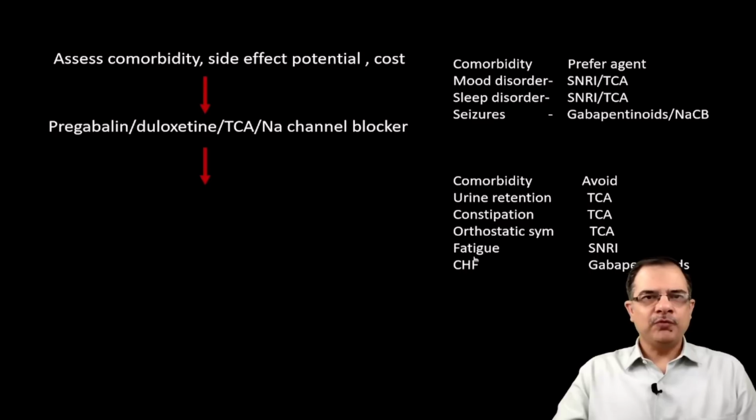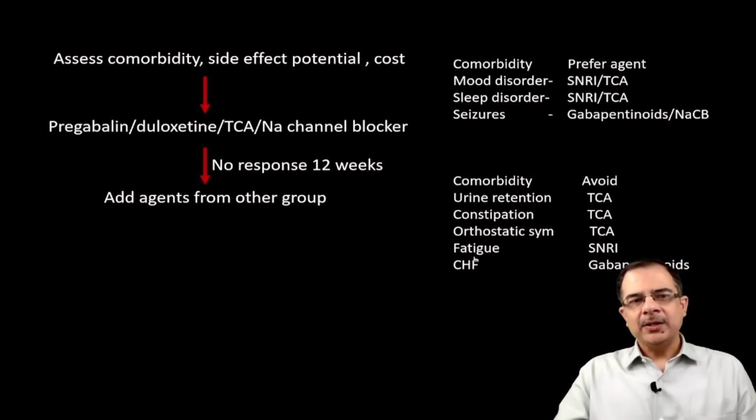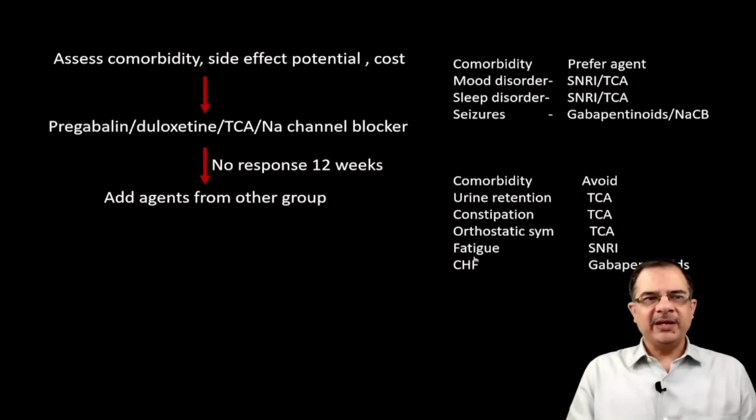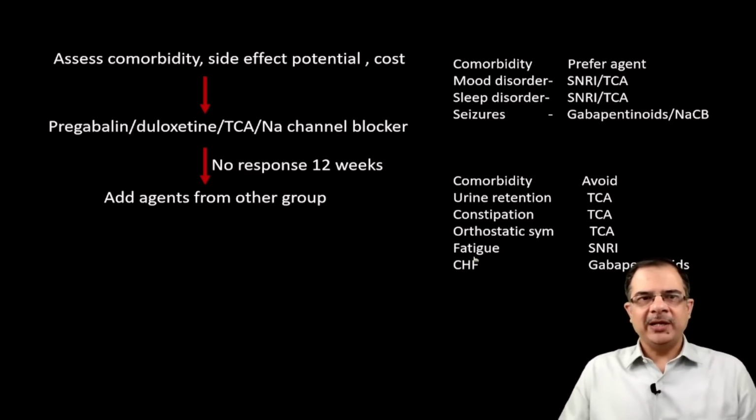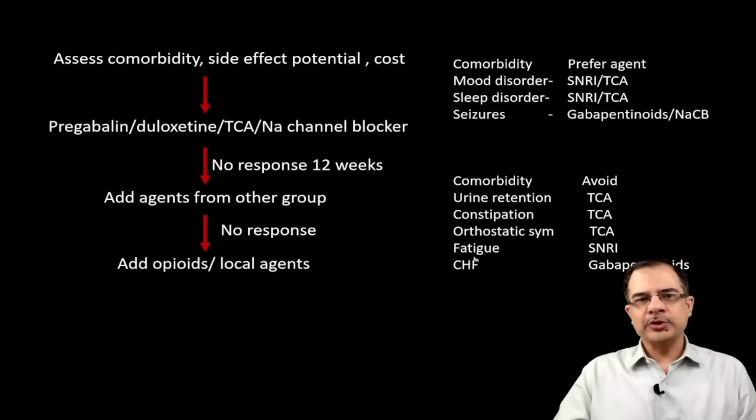Now, we will look for the response. The response will be in terms of pain relief. If there is no meaningful response at 12 weeks, we will add an agent from the other group. Like if we have given pregabalin, then we can add duloxetine, or we can add TCA. So a double agent will be given. Then we'll see if there is no response, then we will go for opioids or local agents in these patients.